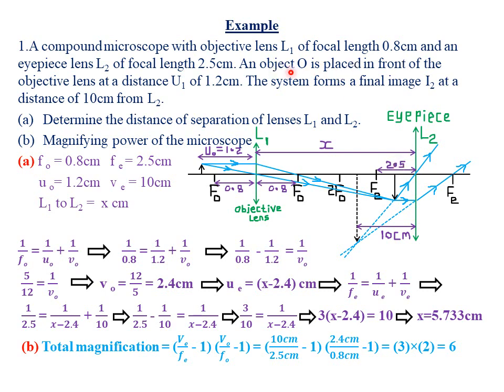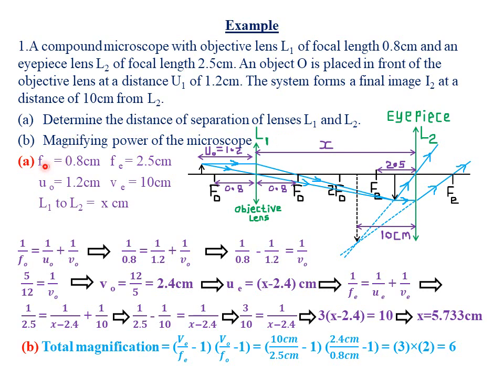An object O is placed in front of the objective lens at a distance U1, which is 1.2 centimeters. Then the system forms a final image I2 at a distance of 10 centimeters from the lens L2, the eyepiece. For part A, we are required to determine the distance of separation between L1 and L2. We let the distance of separation between L1 and L2 be x, so that when we find the value of x, we would have answered the question.